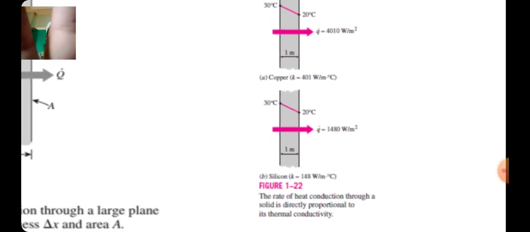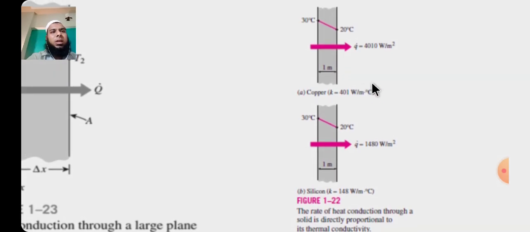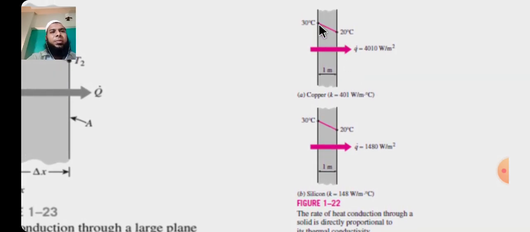this is the comparison of copper and silicon. The thickness is the same, and the temperatures are the same, 30 and 20, and the thickness is 1 meter, but due to the thermal conductivity of two different solid bodies, we have a different heat transfer rate. For copper, the K value is 401 watt per meter degree centigrade. So the heat transfer will be 4010 watt per meter square.